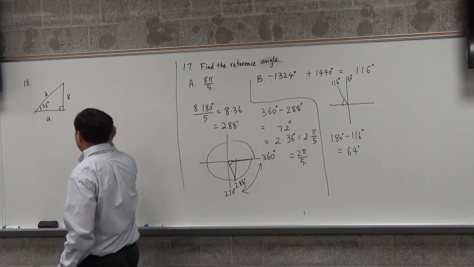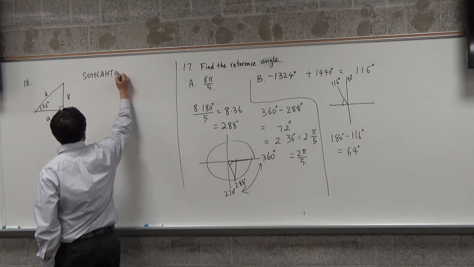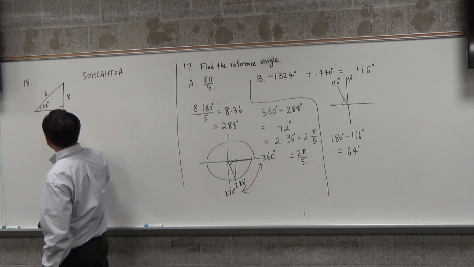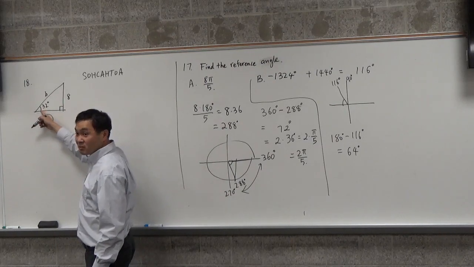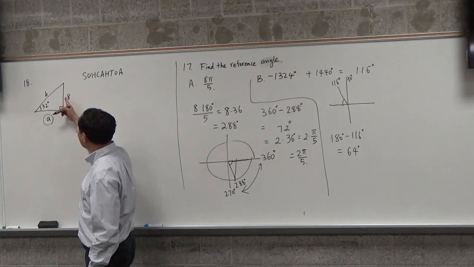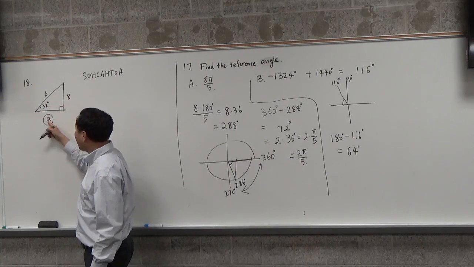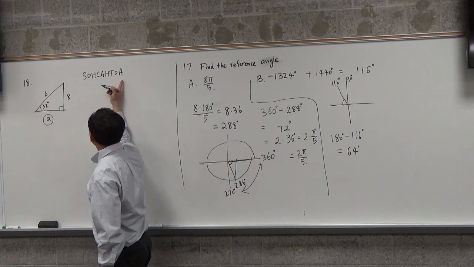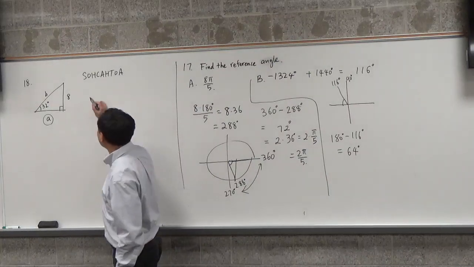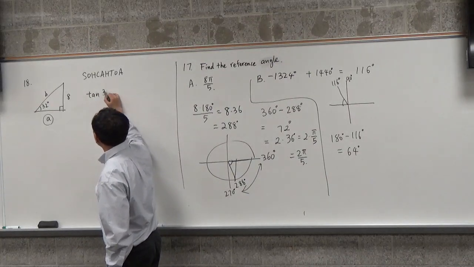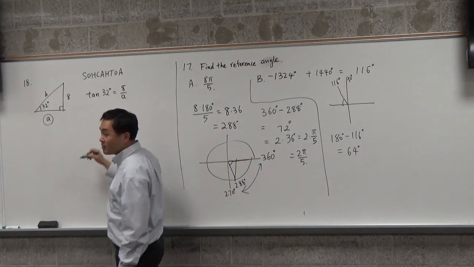Question. You want to use SOHCAHTOA, and then to find A, for example, 8 is given and this angle is given. So think about how to use A and this angle. Well, A is the adjacent of this angle, and 8 is the opposite. Which of the 3 trig functions give you opposite over adjacent? It's the tangent one, right? It's the tangent of 32 degrees equal to 8 over A.